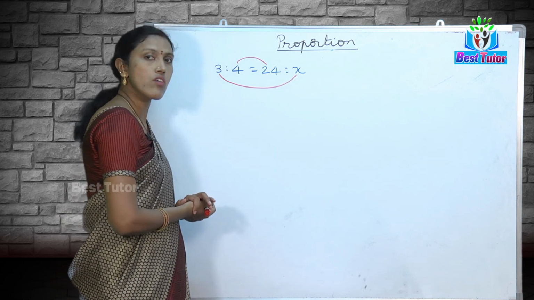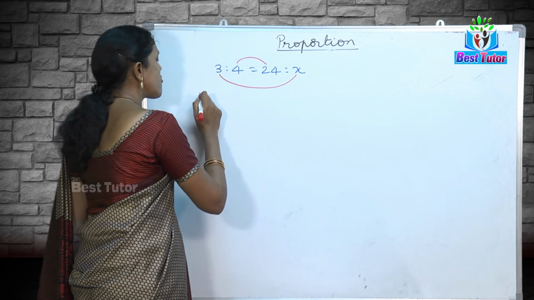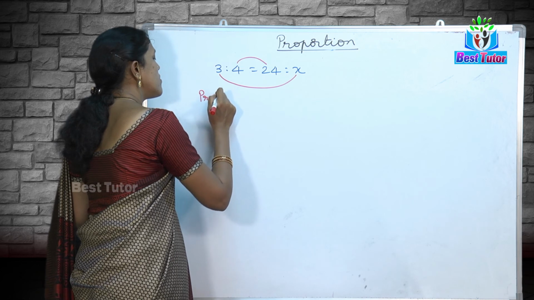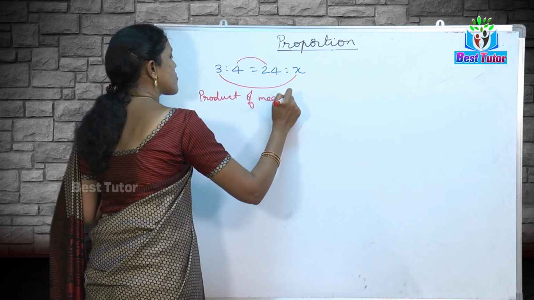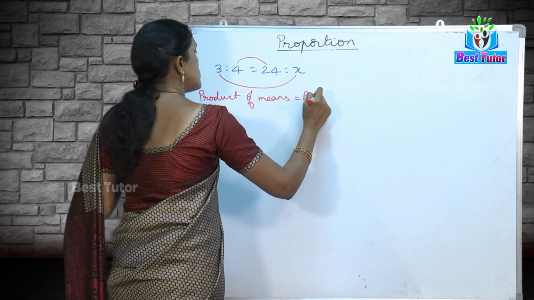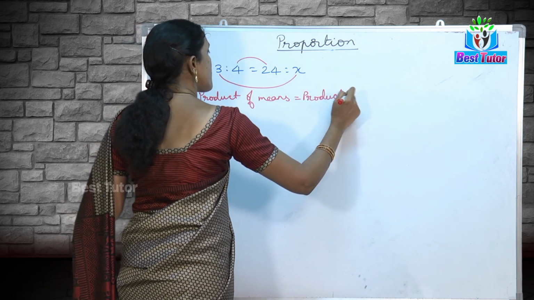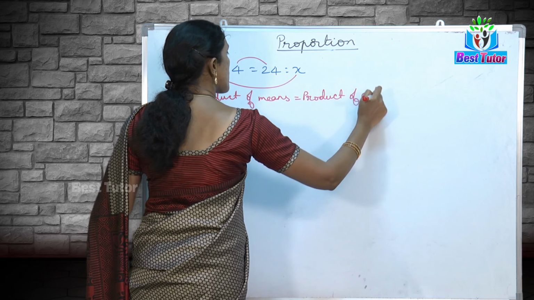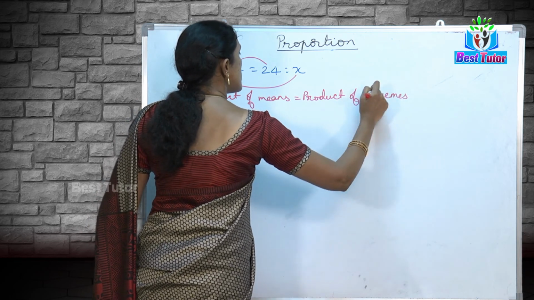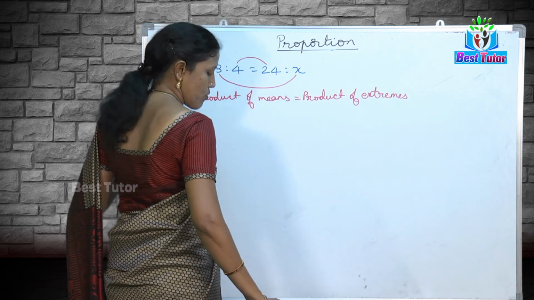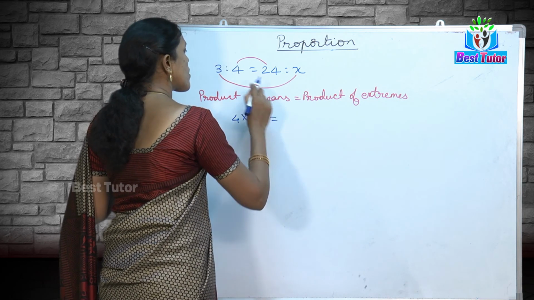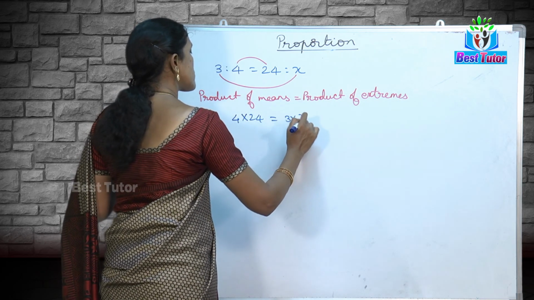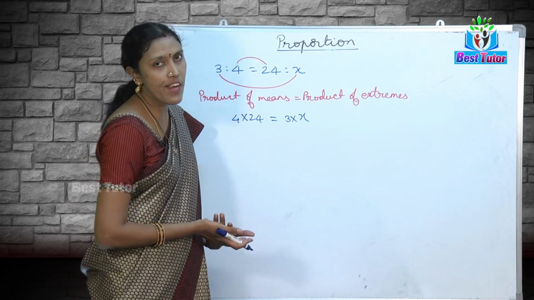As I have already explained, cross product rule: product of means is equal to product of extremes. This is the cross product rule, right? So if we apply this cross product rule, product of means is 4 into 24. Product of extremes is 3 into x. So this has become a simple linear equation.